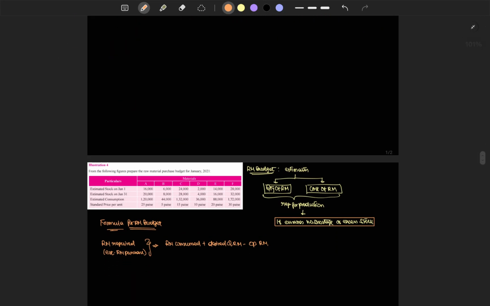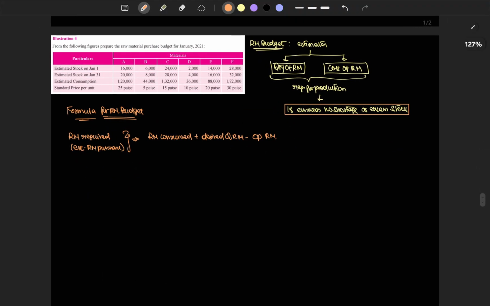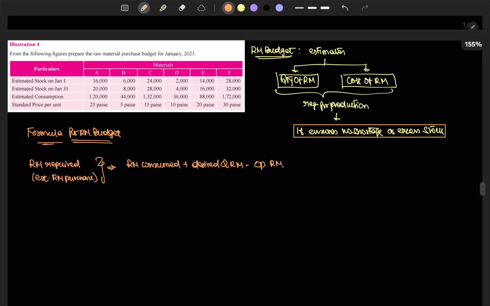Let's get into the raw material purchase budget. When it comes to the raw material purchase budget, we need to budget the quantity we need to purchase and the cost at which we need to purchase. Both should be right for our production, and it should not cause any wastage and should not exceed our stock levels. So that's what we are planning with the RM budget.